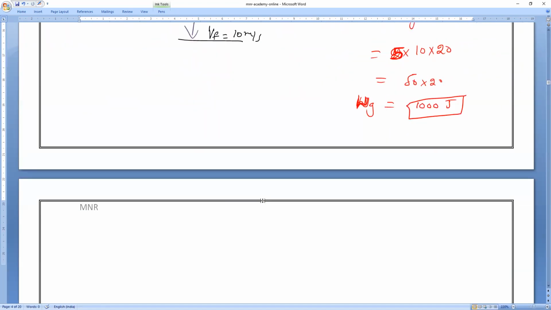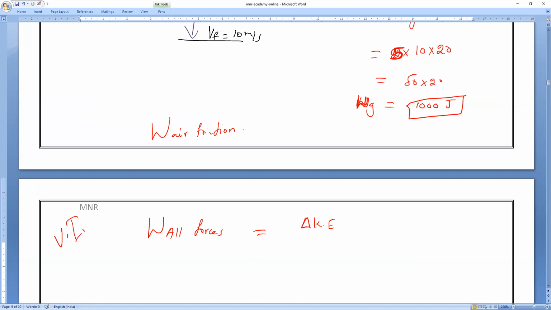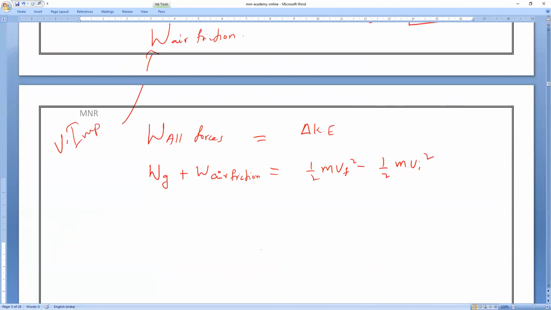Now they are asking about air friction, that is, work done by air friction. We all know the formula: work done by all the forces is equal to the change in kinetic energy. This is a very important one. So half m final velocity squared minus half m initial velocity squared. So what are all the forces? Work done by gravity plus work done by air friction. Only two forces.